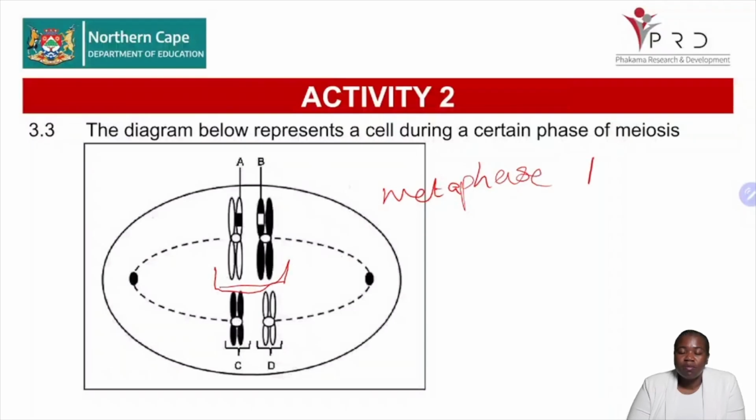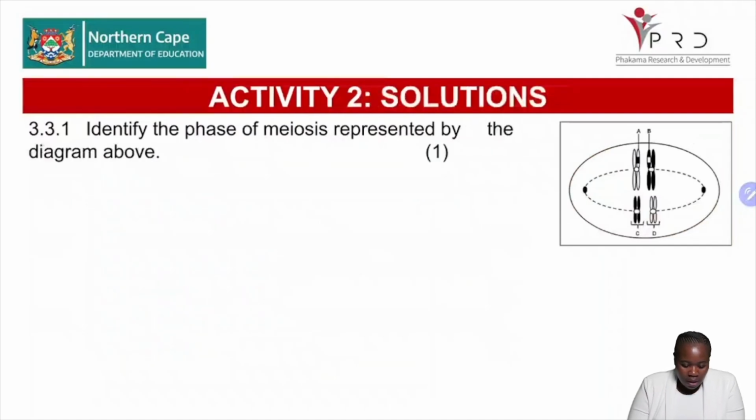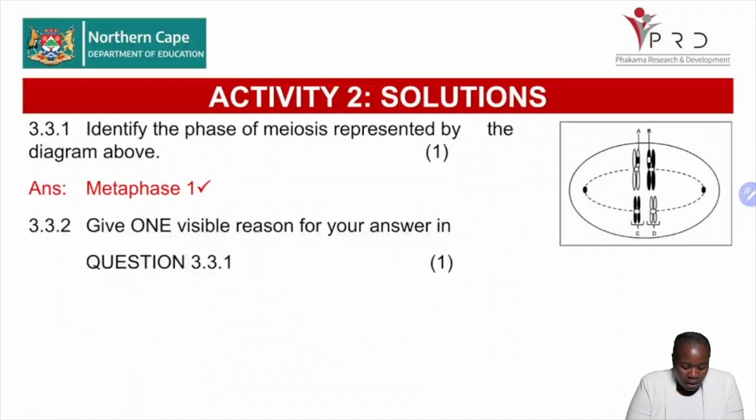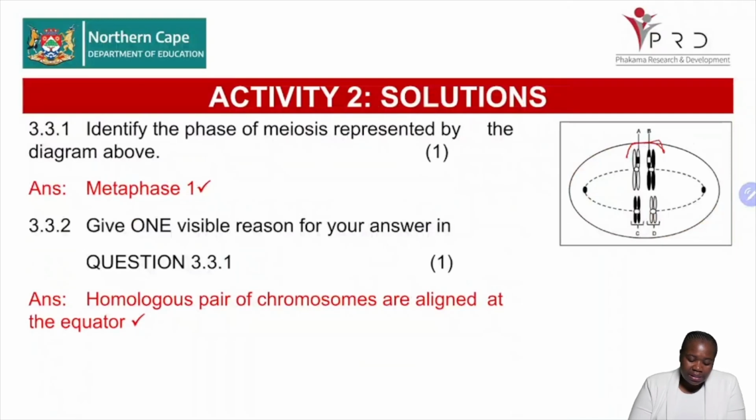Also, when you are asked to name a phase, be specific. Is it metaphase 1? Is it metaphase 2? If you do not specify, you will lose those marks. So 3.3.1, identify the phase of metaphase represented in the diagram above. This is metaphase 1. 3.3.2, give one visible reason for your answer in 3.3.1. As I said, the chromosomes are aligned at the equator in homologous pairs. So that is what tells us that this is metaphase 1.